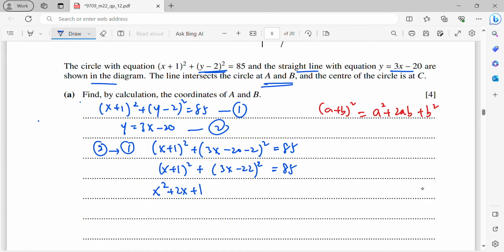And then now, by using the binomial expansion formula, I will be getting x squared plus 2x plus 1 for the first squared. And then the second square, it will be 9x squared minus 132x plus 484. Your square of 22 is 484. This 85 will be moved to the left hand side because negative 85 equals 0. Now, simplify all the terms.